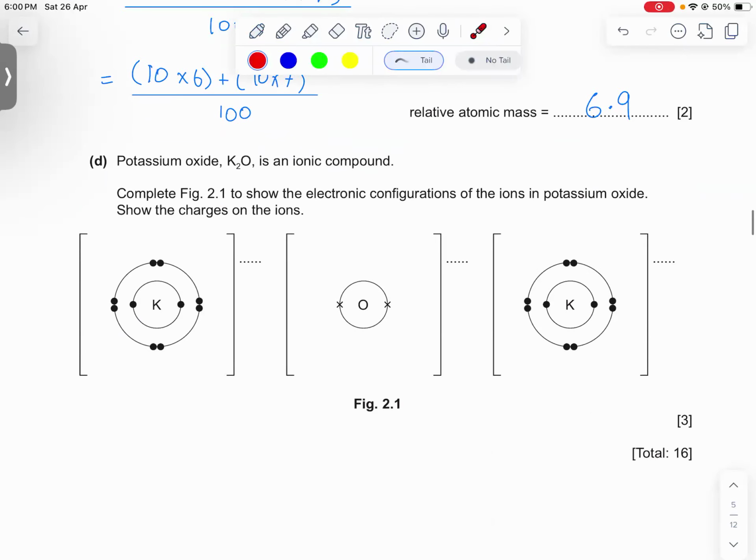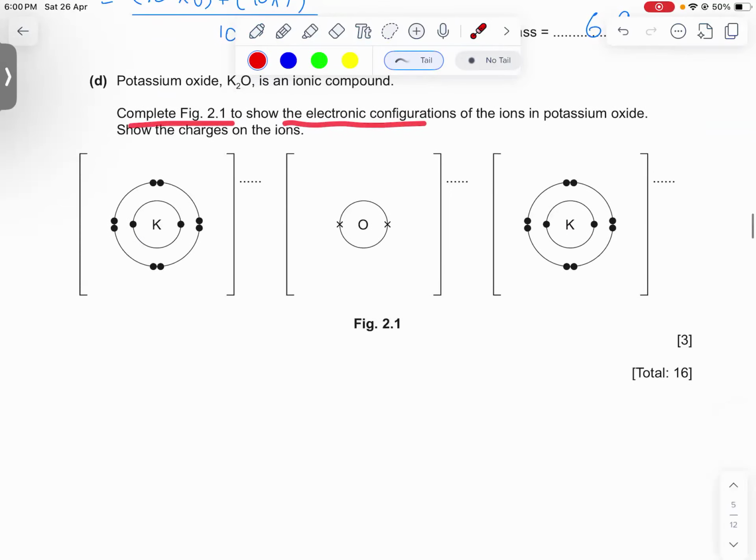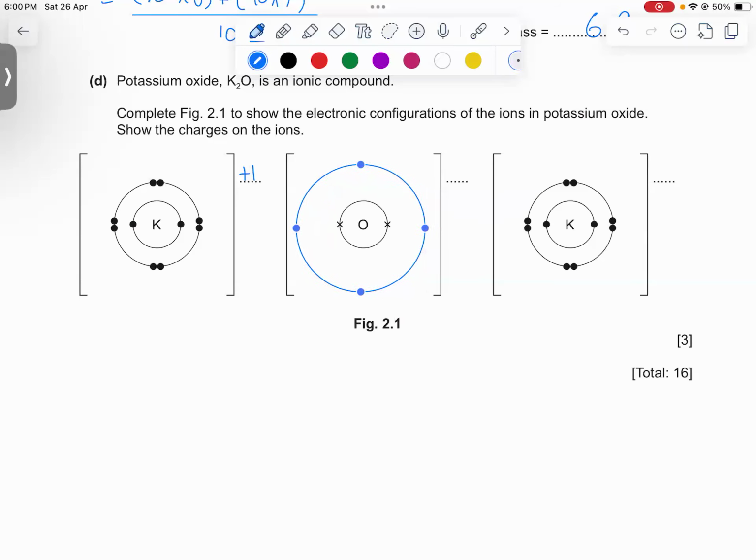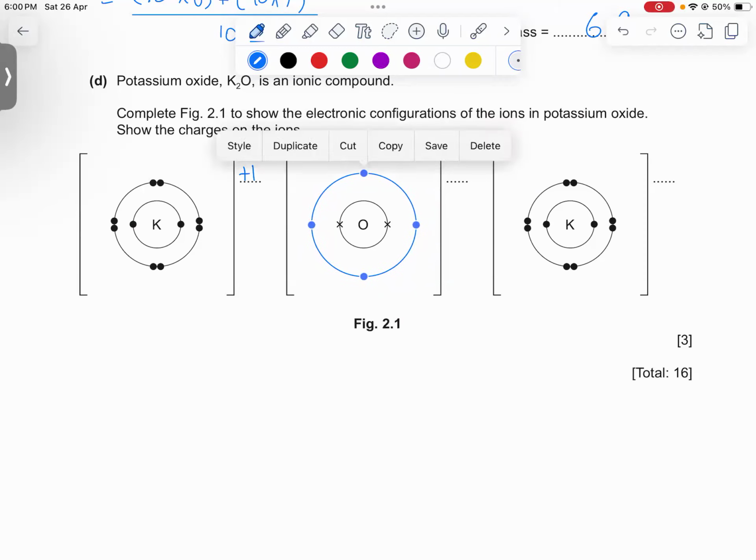Potassium oxide, K2O, is an ionic compound. Complete figure 2.1 to show the electronic configuration of the ions in potassium oxide. Show the charges on the ions as well. Potassium has a +1 charge. Oxide has a -2 charge. All right, and potassium once again has a +1 charge.